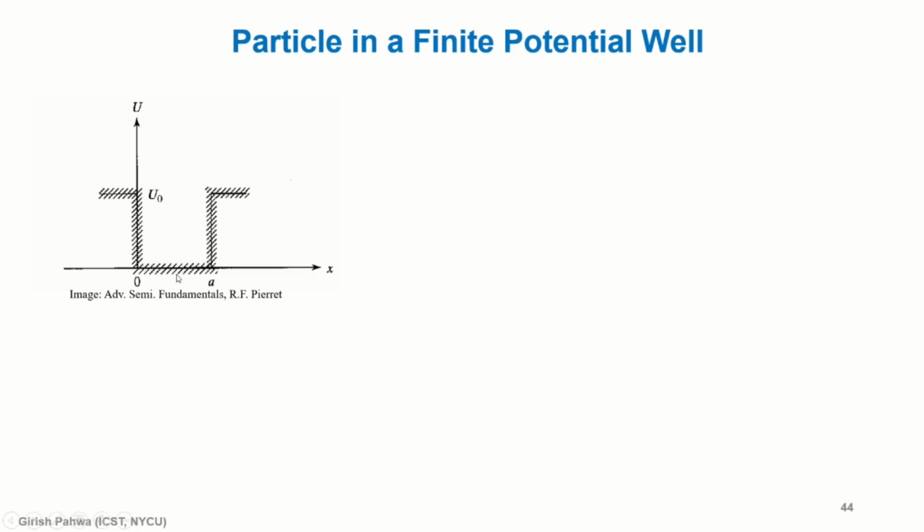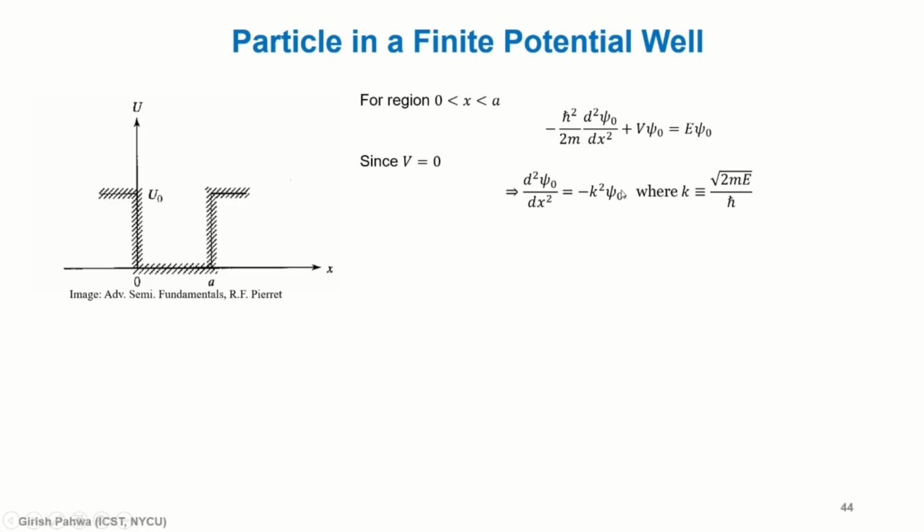Let's talk about the region 0 to a. So what do we have for region 0 to a? We have the Schrödinger equation as minus h bar squared by 2m d2 psi naught by dx square plus potential energy times psi naught equal to E psi naught. Let me call the wave function within this 0 to a region as psi naught. And what is the V here? V is equal to 0. So what do we get?